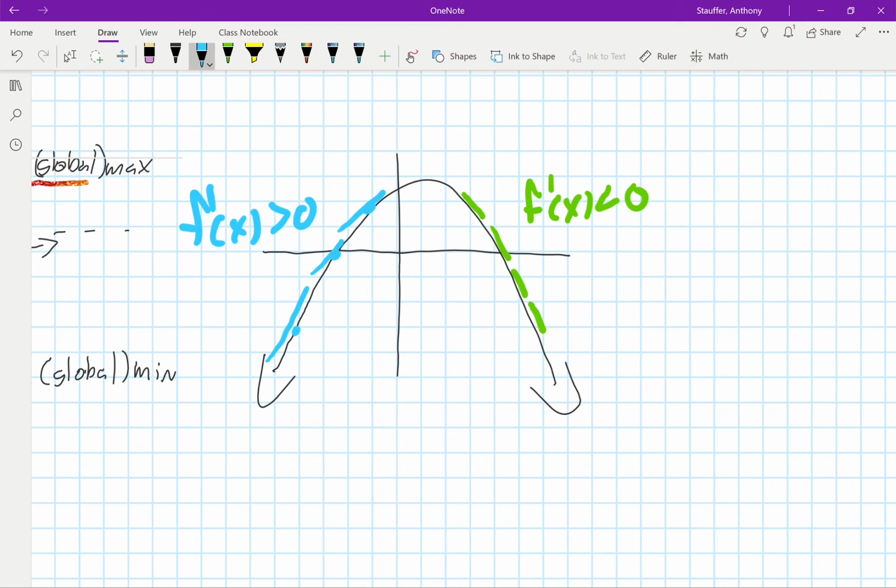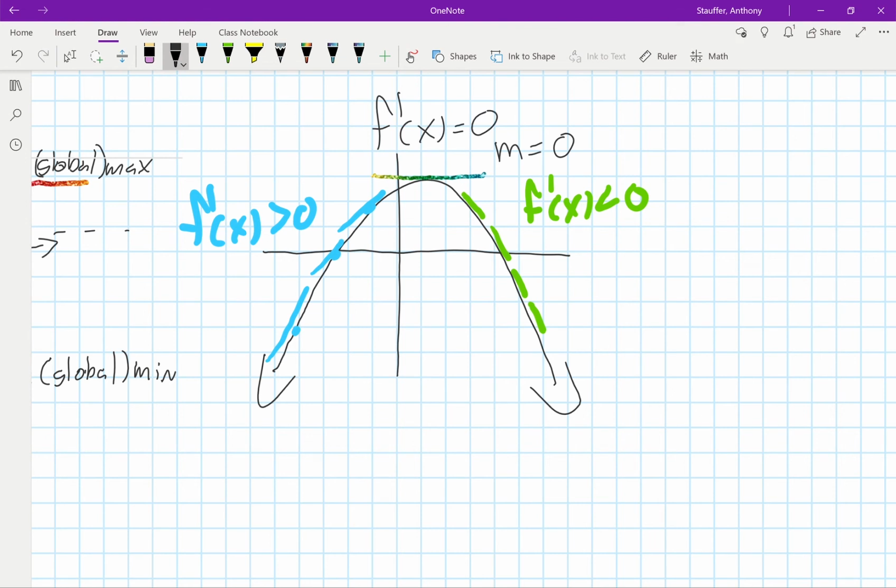So then that begs the question, what happens in the middle? In the middle, if we draw that tangent line in right there, we see that it's going to be a horizontal line. And we know that the slope of a horizontal line is equal to 0. So that tells us that f prime at x is going to be equal to 0.